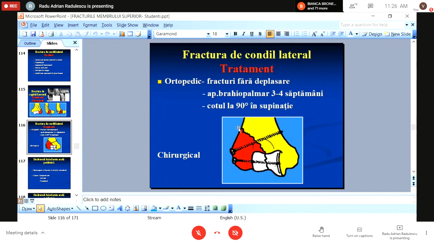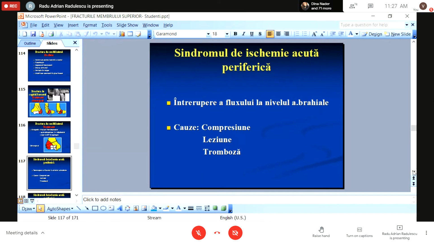Or we may even sometimes use a plate with screws fixed towards the metaphysis of the bone, and also at the level of the epiphysis of the bone. So the solid fixation will provide, let's say, a better physical rehabilitation, and a better result in terms of restoring the range of motion.